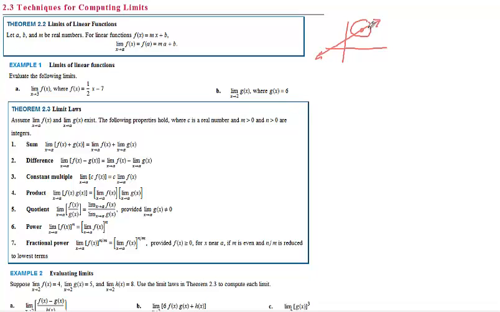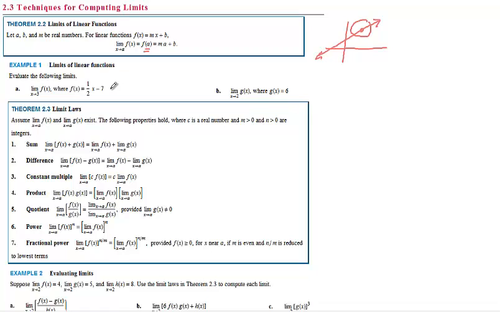Now the proof for this theorem will come later on in the chapter. So for right now, we are just going to buy this hook, line, and sinker that if we are looking at any linear function, if we would like to know what the limit is, we just plug that value, whatever it is we're looking for the limit of, into our function and we will get what that limit is. So let's look at a couple of examples.